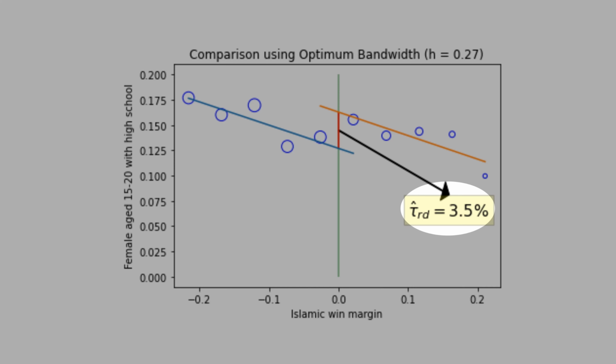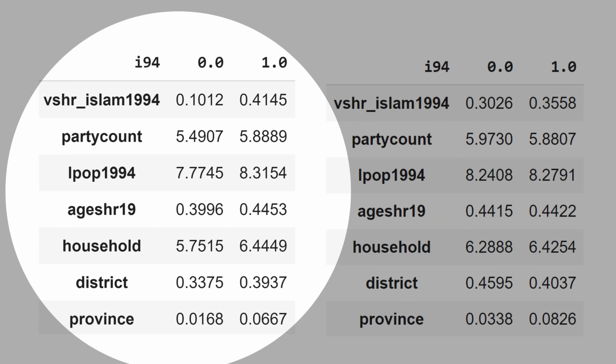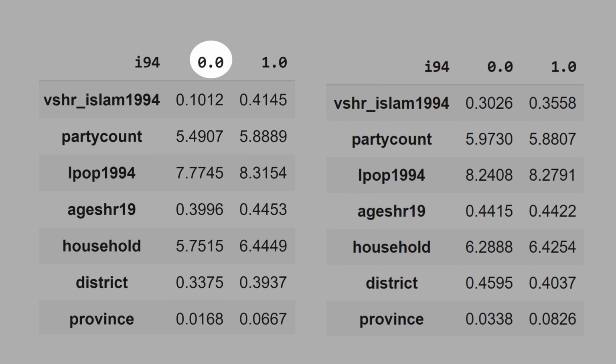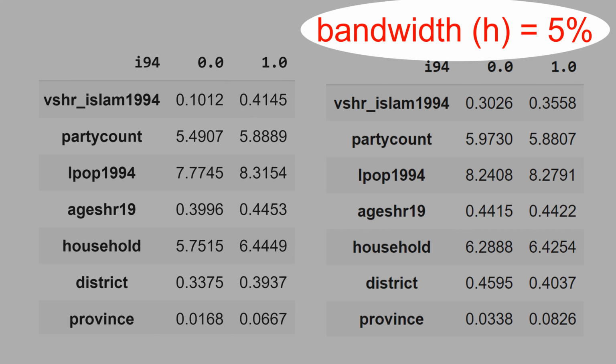How credible is this result compared to the naive comparison? In the naive comparison, we use the full sample, and these are the statistics based on the full sample. 0 here is the control group, and 1 is the treatment group, the Islamic municipalities. This is the Islamic voting share in 1994. See that in the control group it is only 10% against 41%. That is huge. Now, let's restrict the sample to 5% around the cutoff.